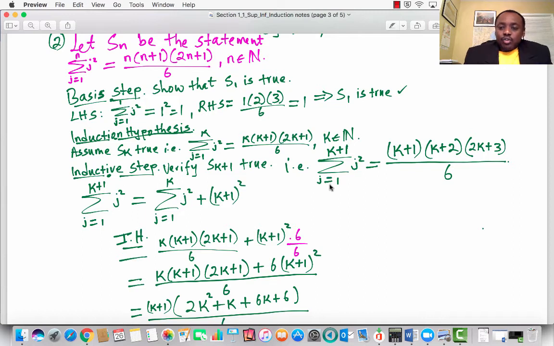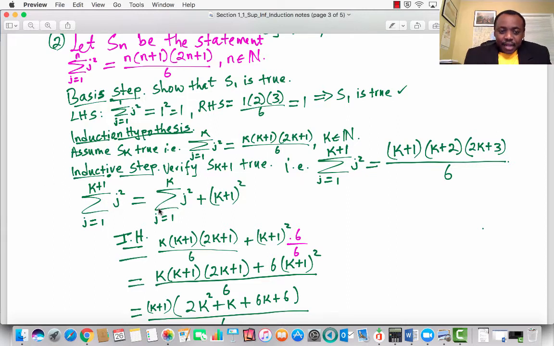So, i.e., I want to prove that summation j from 1 to k plus 1 of j squared equals k plus 1, k plus 2, 2k plus 3 divided by 6. Again, this is just the i.e. Now we have to prove it. So we start with the left-hand side, and always remember to take off the k plus 1 term only.